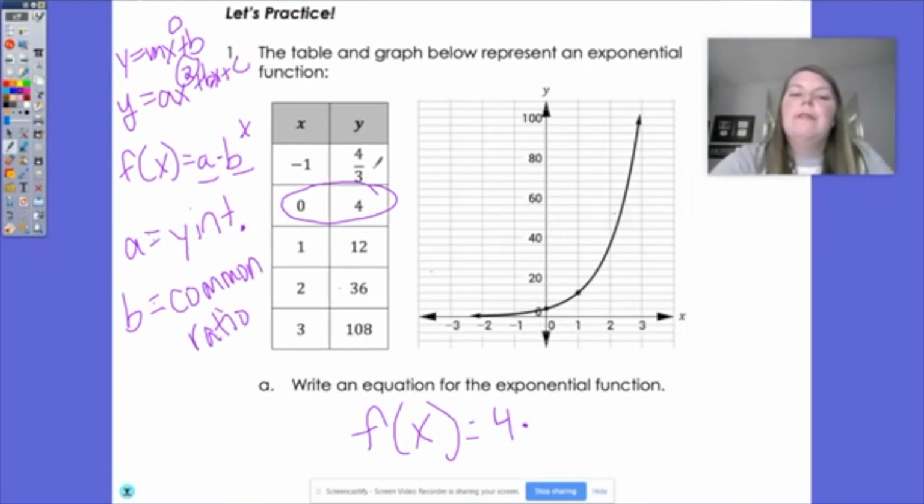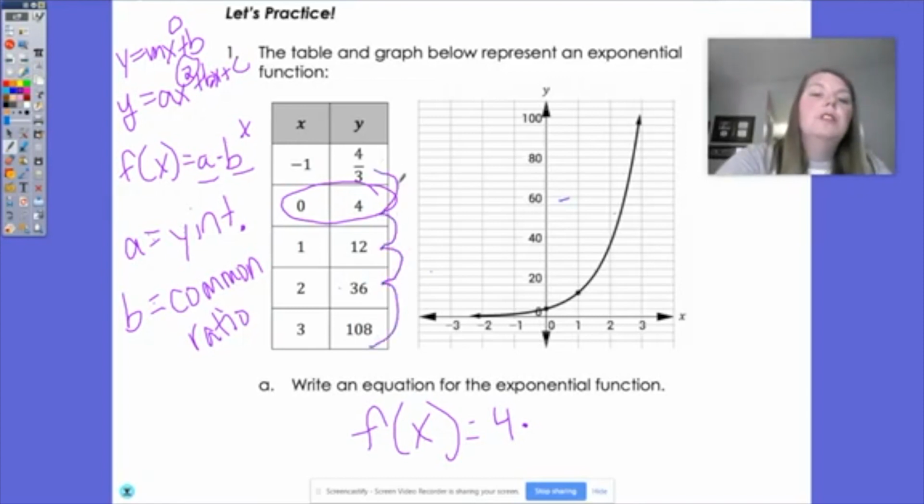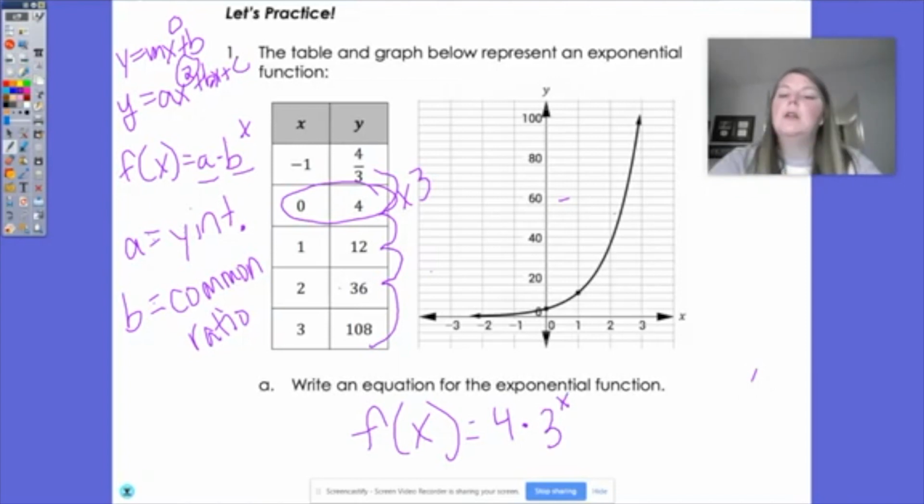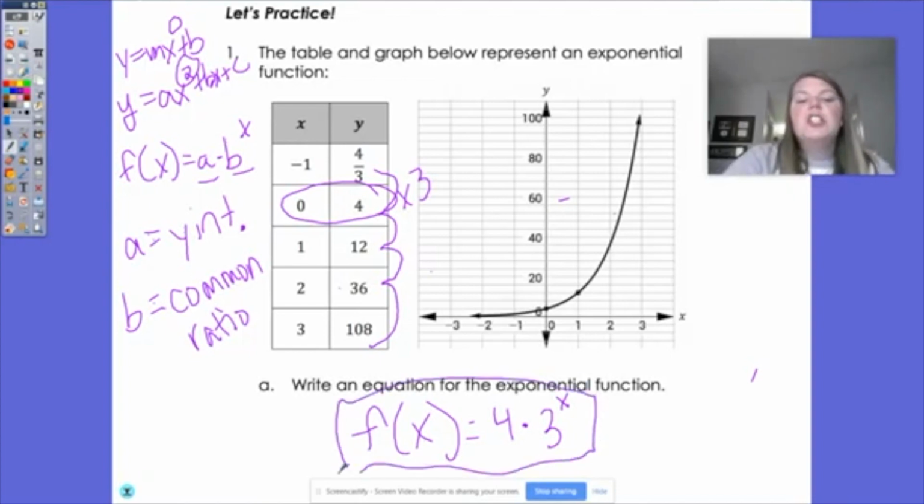So if we look here, we're going from 4/3 to 4, from 4 to 12, 12 to 36, and 36 to 108. So when we're talking about exponential functions, remember we need to be multiplying by the same value. And all of these are multiplying by 3 every time. So 4 times 3 is 12, 12 times 3 is 36, and so on. So our common ratio is going to be 3, and then our exponent is always going to be that x value. And that is what the equation for that exponential function is going to look like.